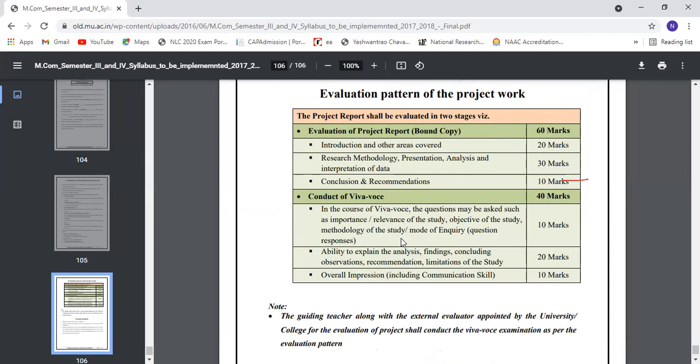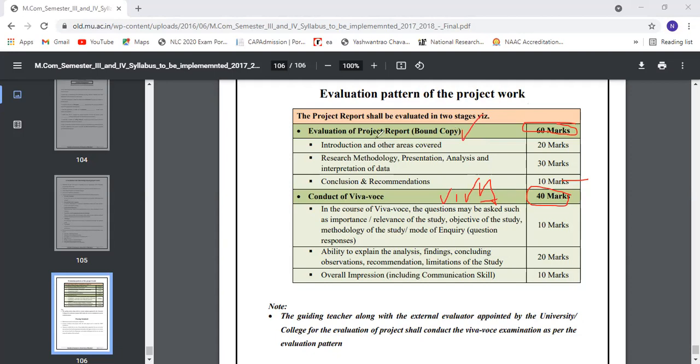Of course, your project report is divided into two. The total is 100 marks, but divided into two. Okay, what are those two? The first is, students, please pay attention. I will not tell this later. 60 marks, and 40 marks: 40 marks for conducting of Viva, 60 marks for your hardbound copy.